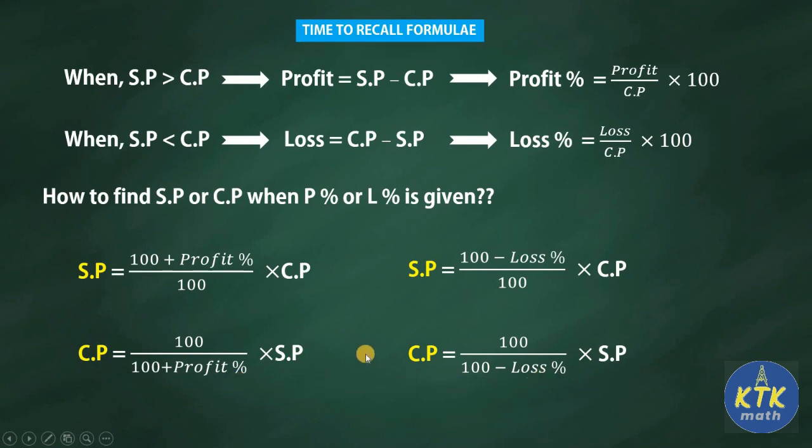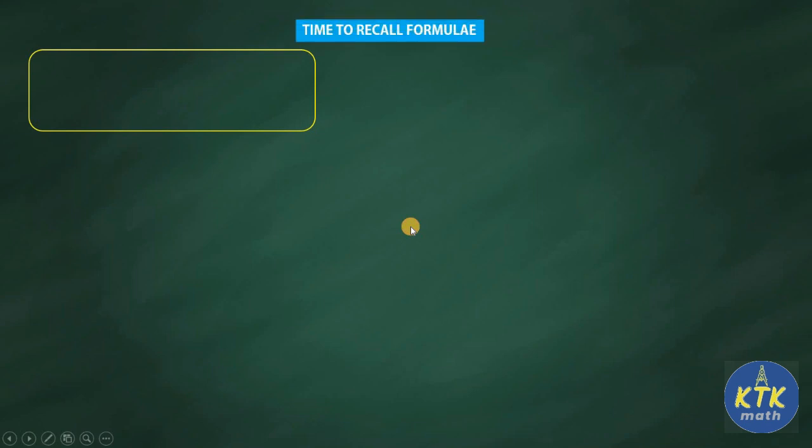Okay, so these are all the formulas based upon cost price and selling price, profit, loss. These formulas will be helpful to solve sums in the upcoming pages. So next we'll move on to the next one. Here is a very important formula on simple interest.